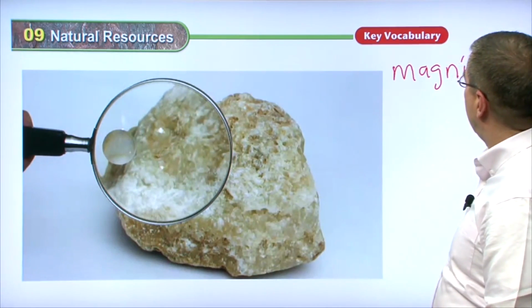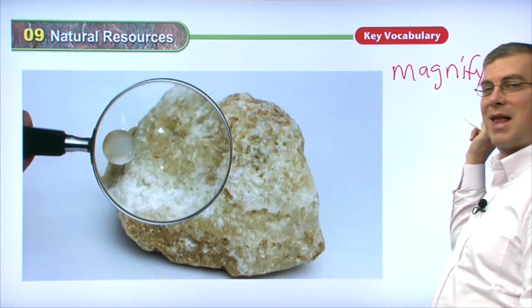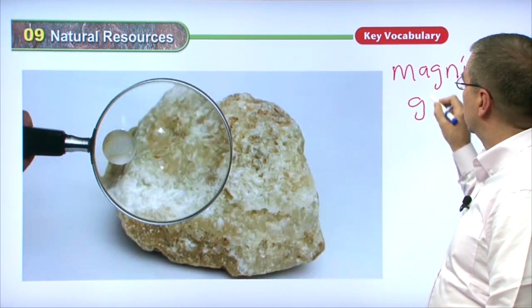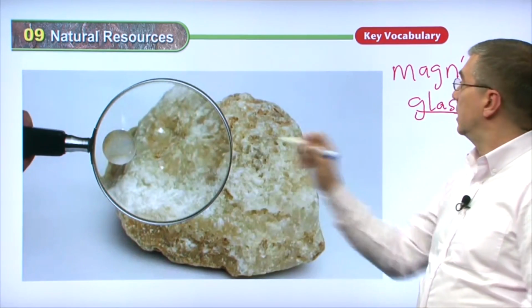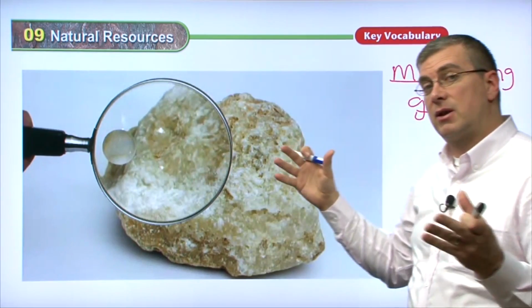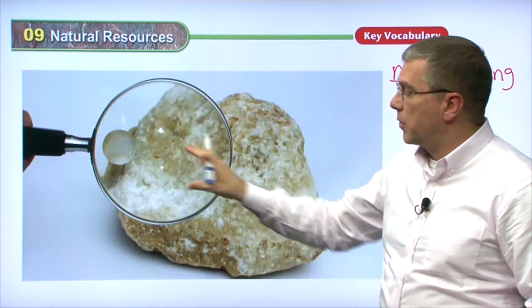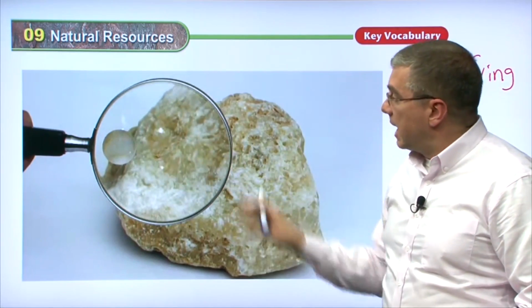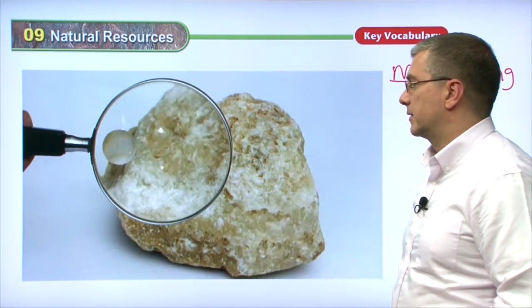Magnifying glass. Is my head in the way? Magnifying glass, okay? And we put glass here because what does it do? It's a piece of glass which magnifies. It magnifies, it makes it larger. So we call that a magnifying glass. And we can see small things with the magnifying glass. And we can take a really good look at minerals with a magnifying glass.